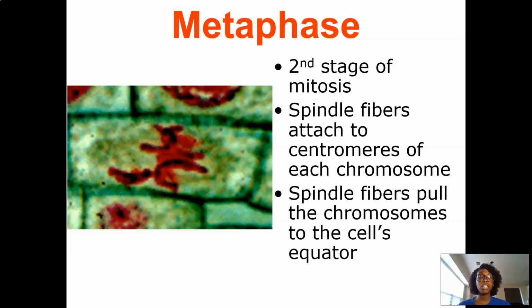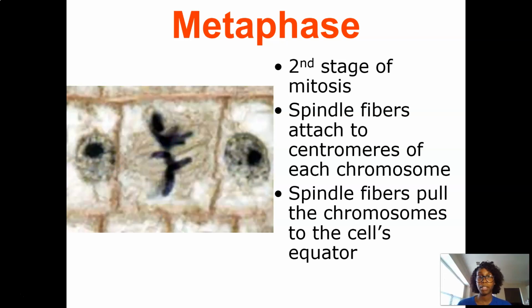If we were to look at this under a microscope, this is how it will look. And as you can see from this slide, those chromosomes are pulled to the equator, so they're kind of lined up in the middle of that cell. And this is another example of that here.